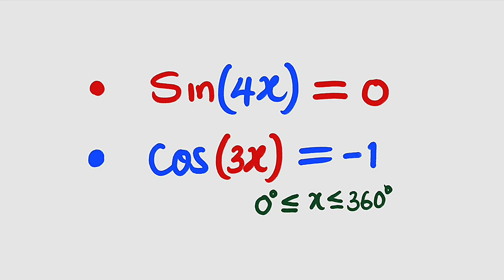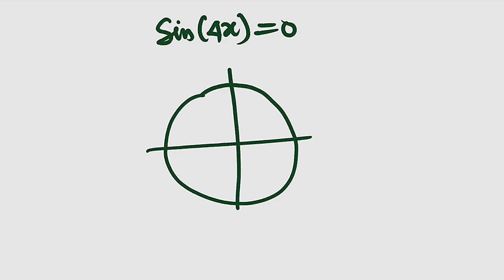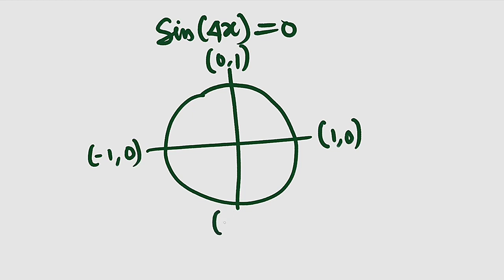Let's start with the first one, which is sine of 4x equal to 0. If I were you, I will draw a unit circle. If this is a unit circle, we have the y-axis and the x-axis. Let's write all the coordinates. This first coordinate is (1, 0), right? And this is (0, 1). And here we have (-1, 0). And lastly, we have (0, -1).